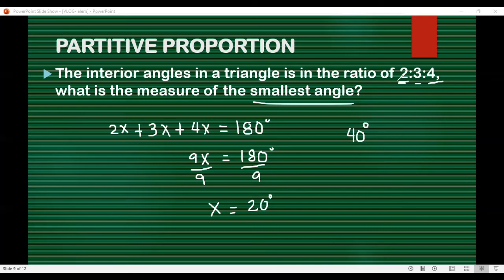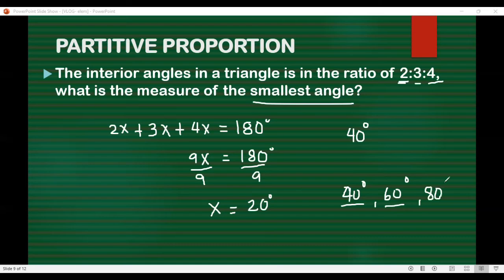Okay, if you are asked to figure out all the interior angles, we just simply multiply them one by one. So 2 times 20, that will mean 40 degrees. The other one is 3 times 20. We have a 60-degree angle, while the other one is 4 times 20. The answer is equivalent to 80.